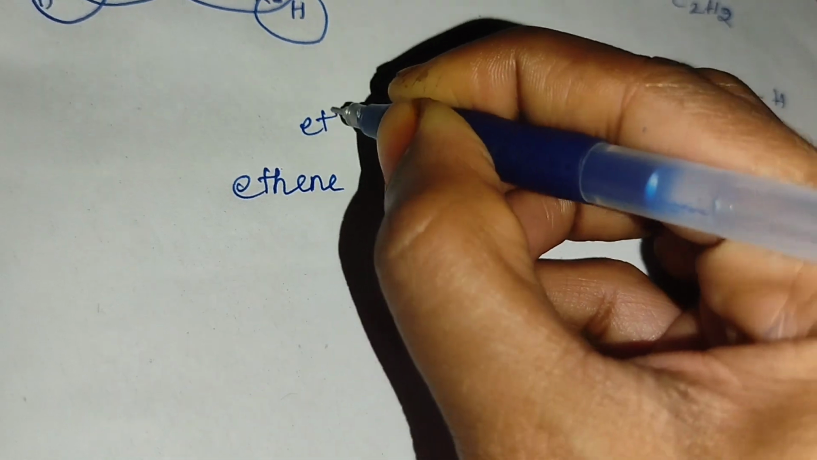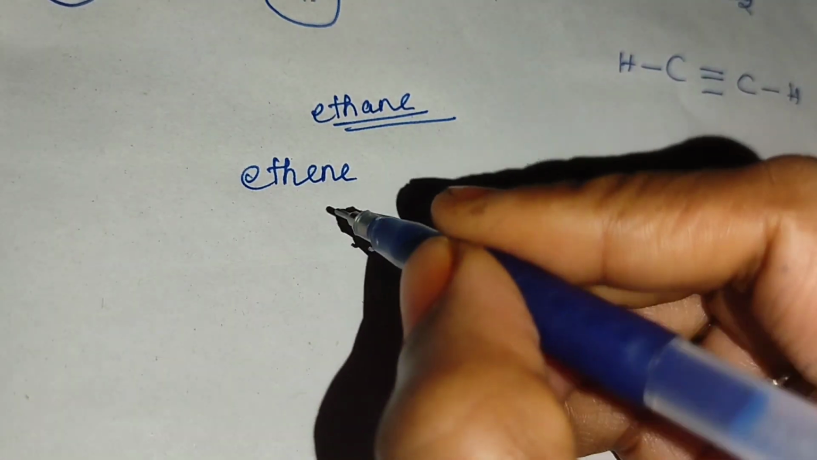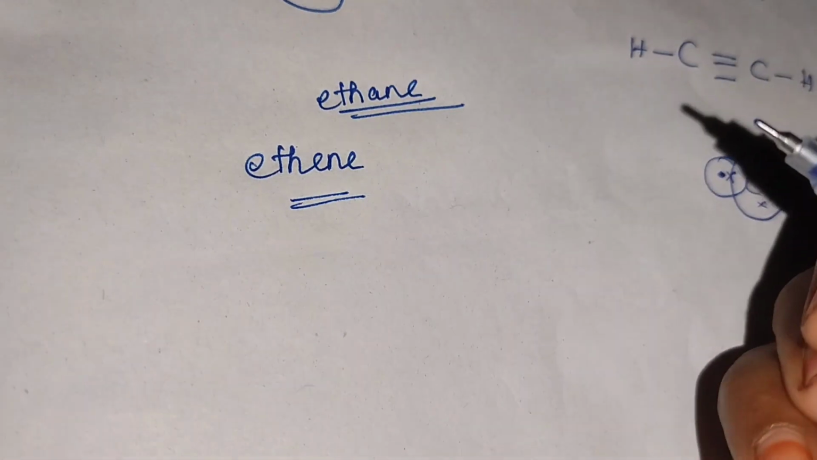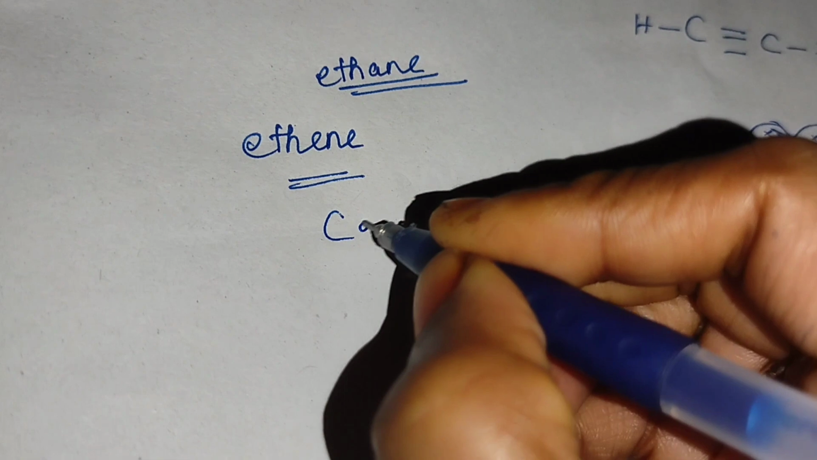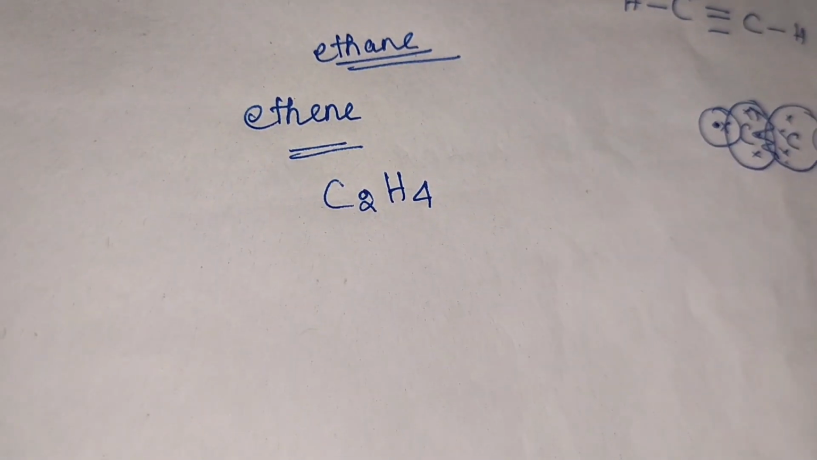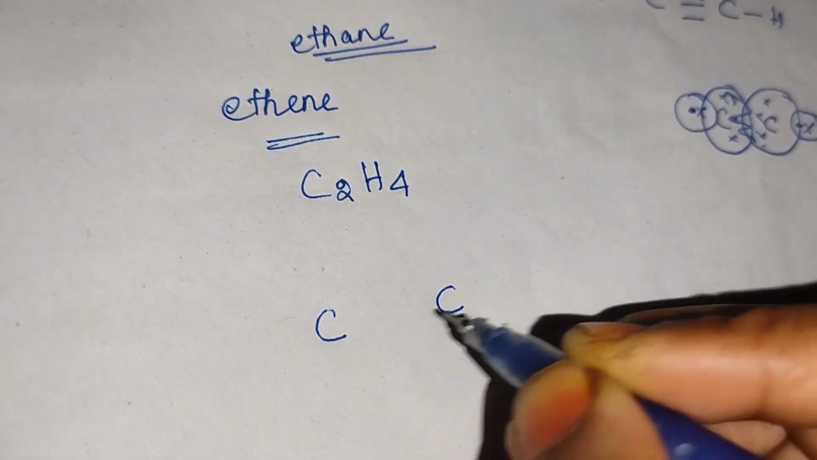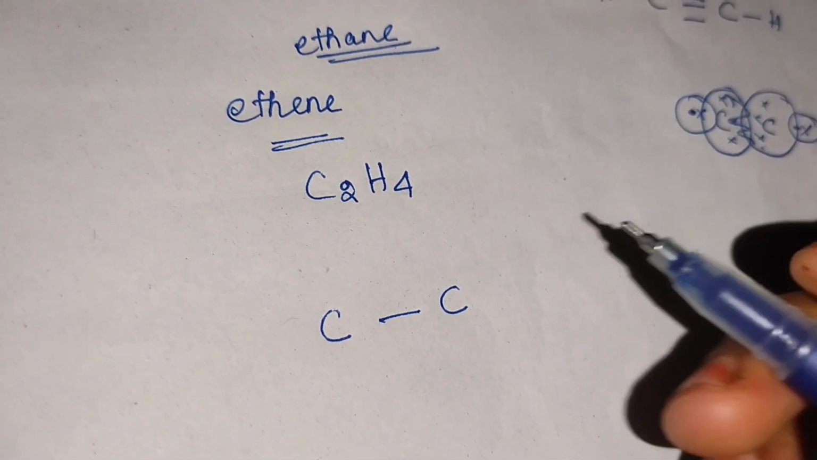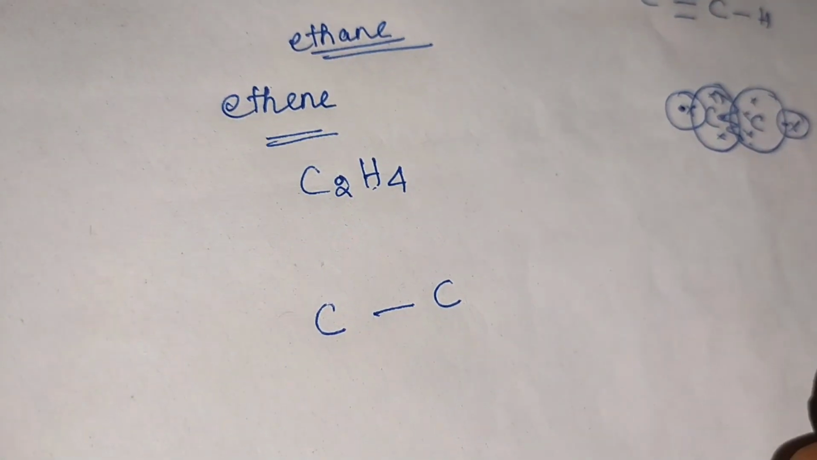Before, we saw ethane, a single bond compound. Here for ethene we are going to see a carbon double bond. The ethene formula is C2H4: 2 carbon atoms and 4 hydrogen atoms. So for the 2 carbon atoms, 1 single bond is here. Balance only 4 hydrogen atoms.